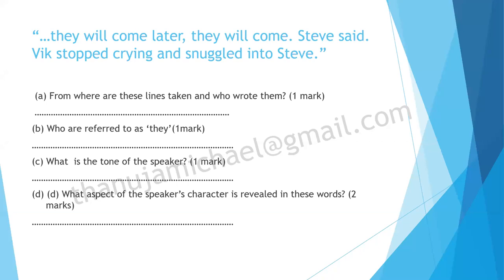What aspect of the speaker's character is revealed in these words? Character. Qualities. So you can see his ability to console his children, his optimistic nature. He seems to be very calm. Now she also feels bad, thinking that she couldn't stop it, that she could have done it. So he is trying to help her get rid of that guilty feeling. A good quality, right? A positive minded, optimistic person.